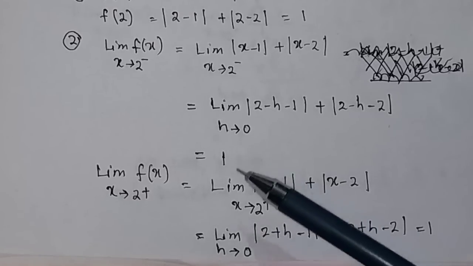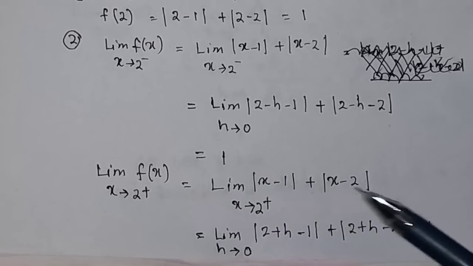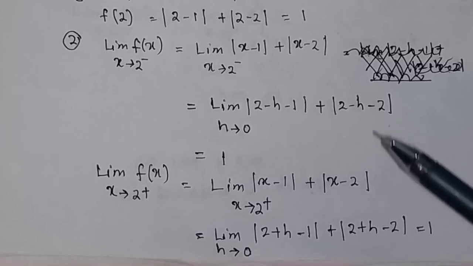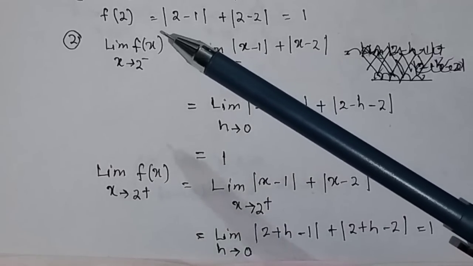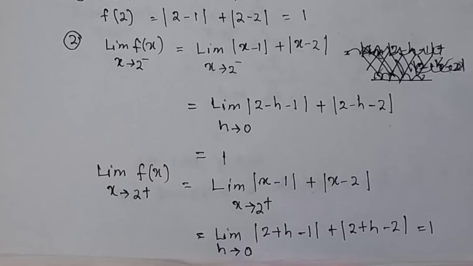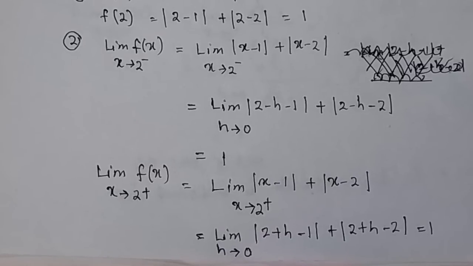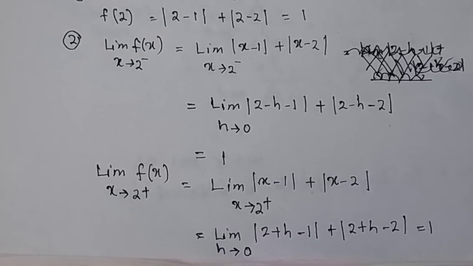So the right hand limit of the function is equal to 1, and here the left hand limit is equal to the right hand limit and also equal to the value of the function at x = 2, that is f(2) also equal to 1. That is why the given function f(x) = |x - 1| + |x - 2| is continuous at x = 2.